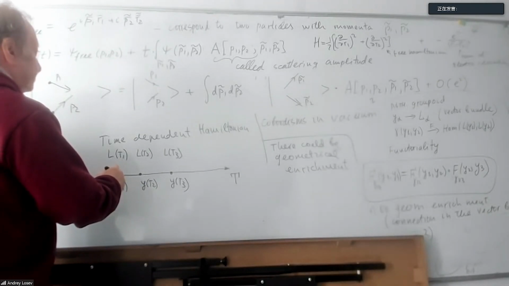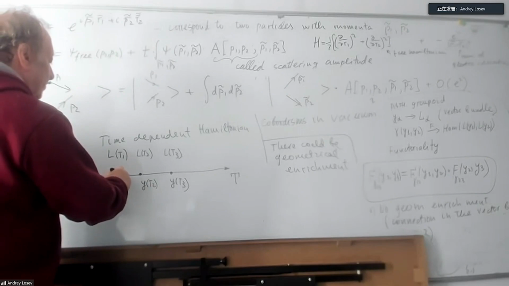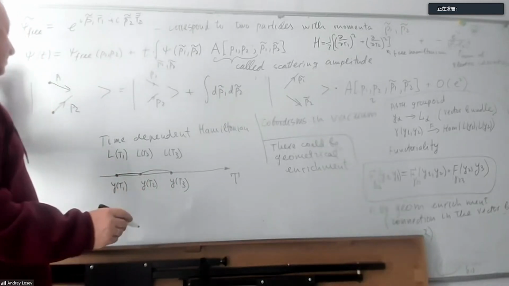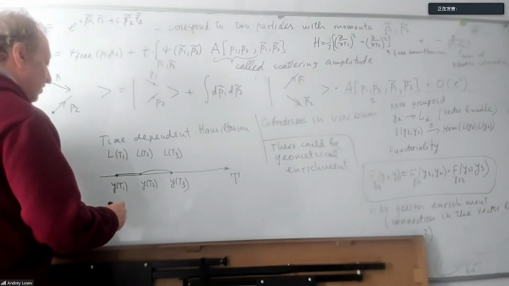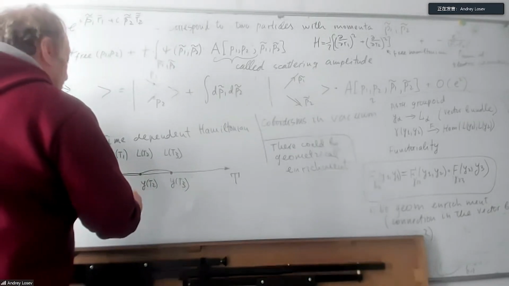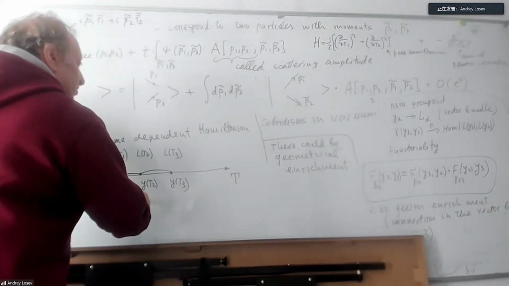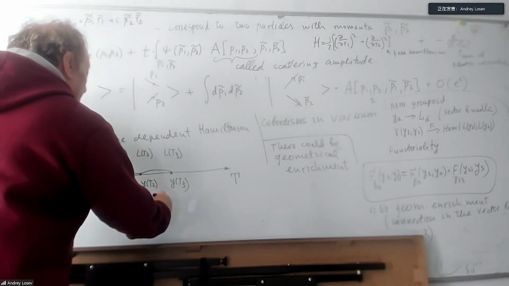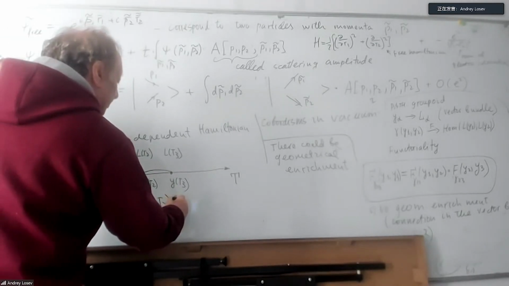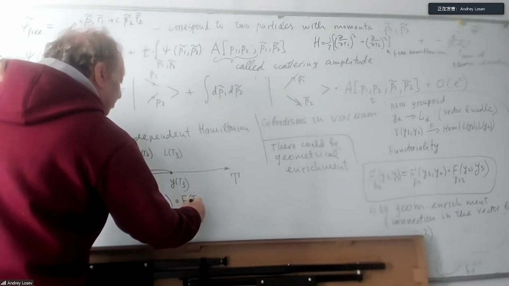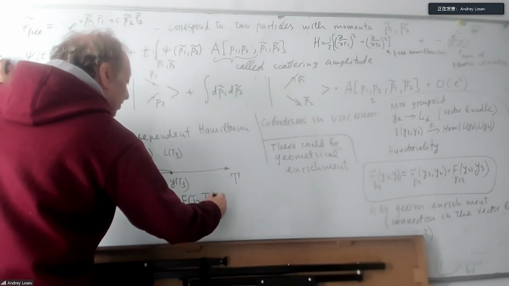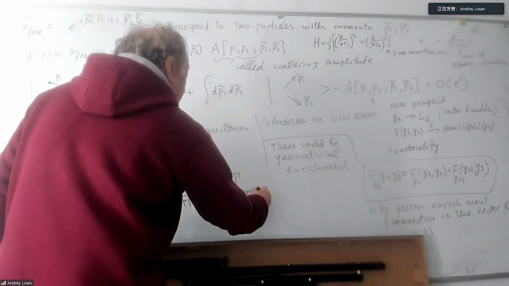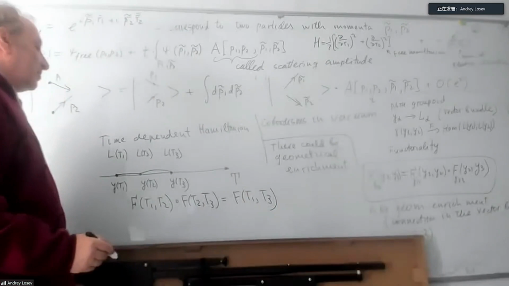Now you have intervals like this and like this, right? So what can you say? You can say that you have evolution F from moment T1 to moment T2, composition with F from moment T2 to moment T3 is F from moment T1 to moment T3. Right?